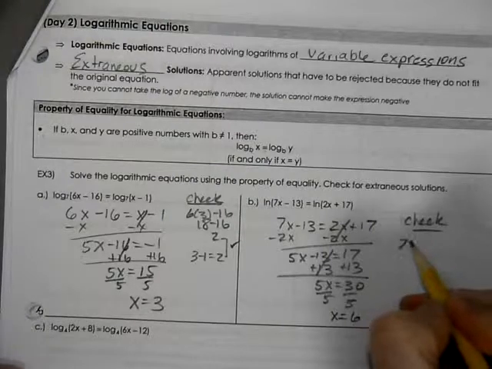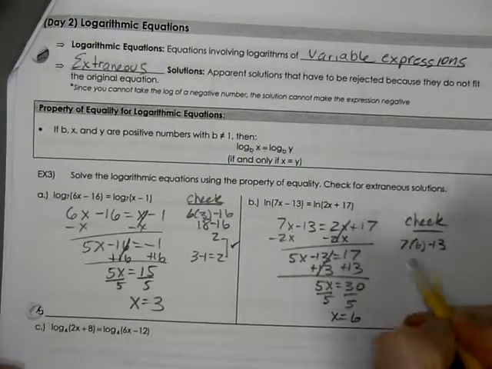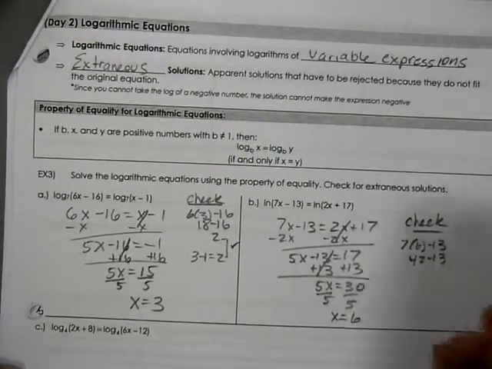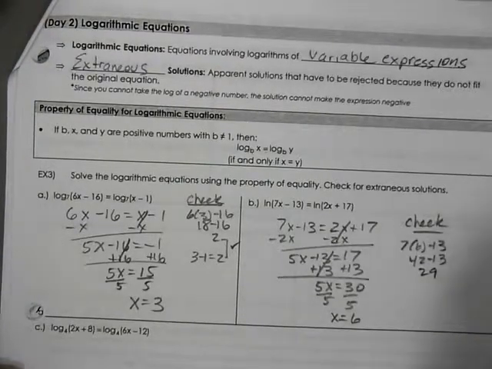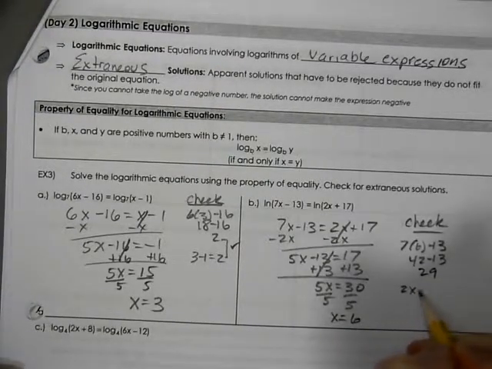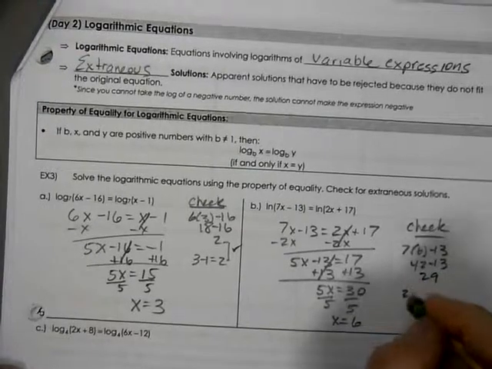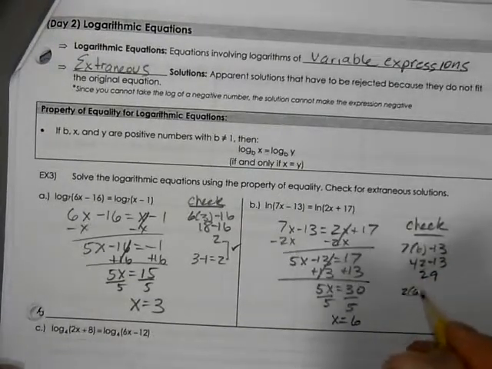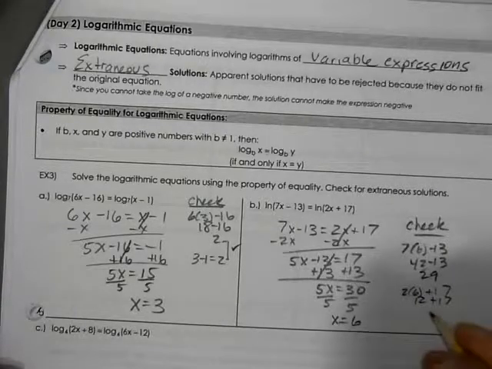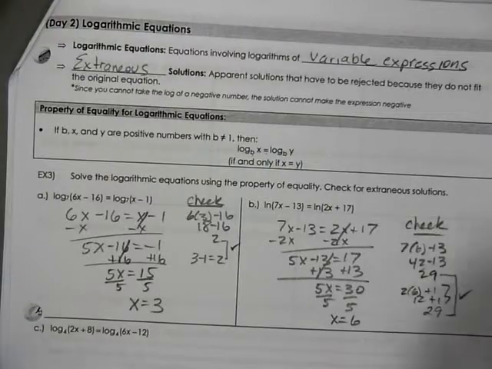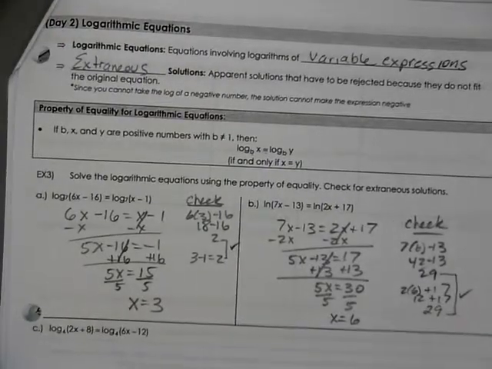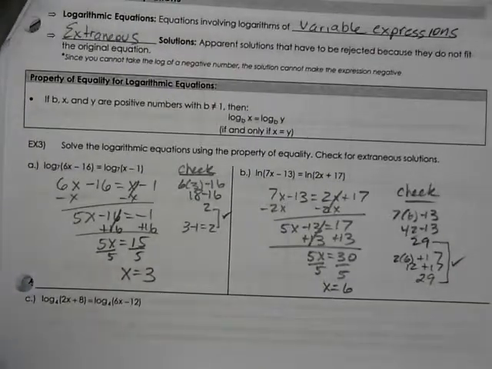We're expecting that 7 times 6 minus 13, which is 42 minus 13, comes out to be 29. And the 2x, well, it's 2 times 6 plus 17. The 12 plus 17 makes 29. Those two values are positive, and they're the same, so that's a great check.